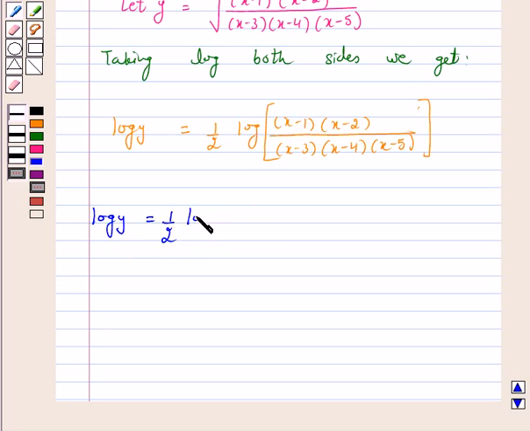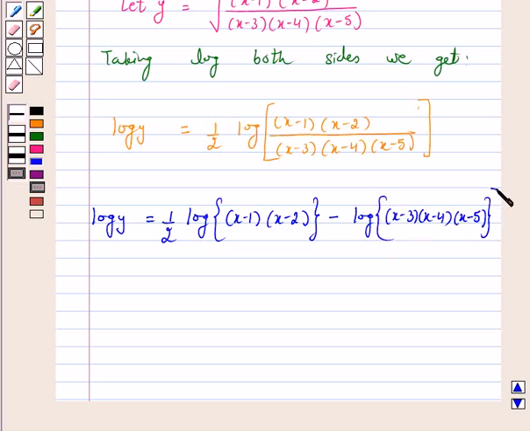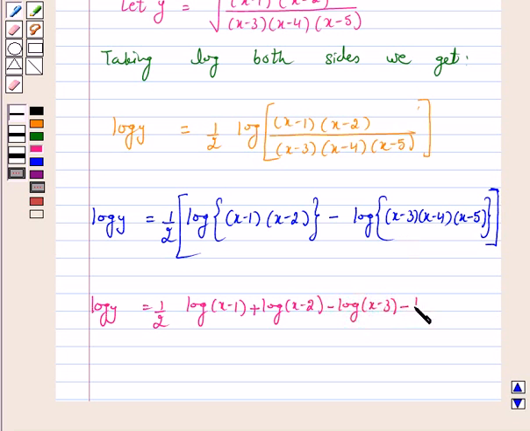So this is equal to log (x minus 1)(x minus 2) minus log (x minus 3)(x minus 4)(x minus 5). Again, now log mn is equal to log m plus log n. So this is equal to 1 by 2 log y is equal to 1 by 2 into log x minus 1 plus log x minus 2 minus log x minus 3 minus log x minus 4 minus log x minus 5.